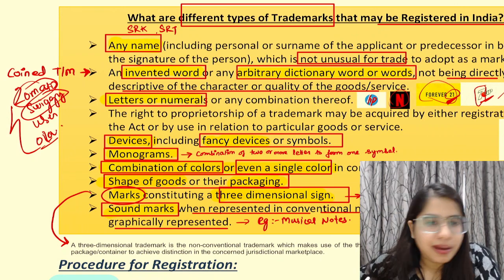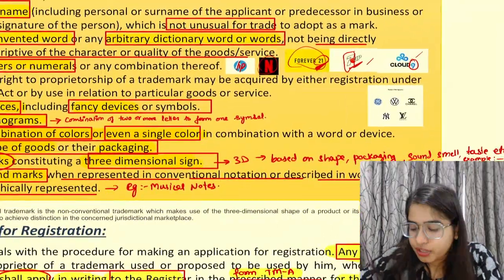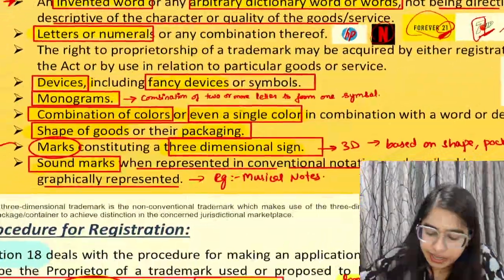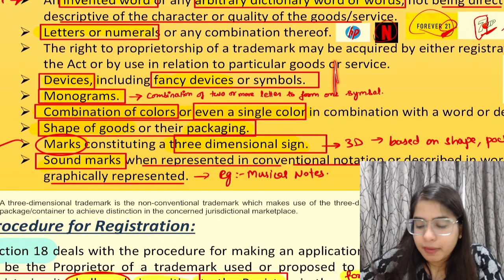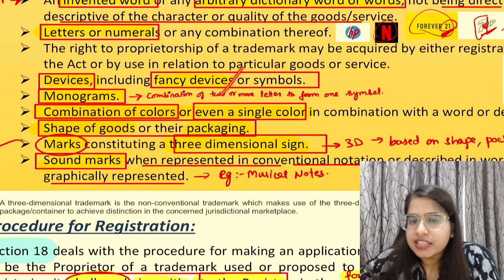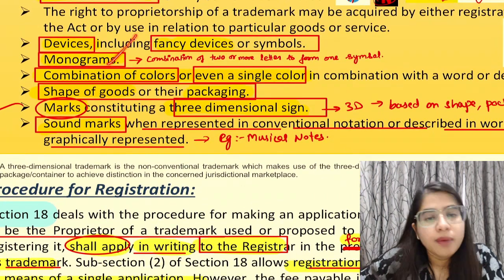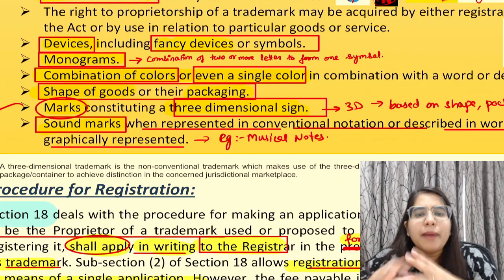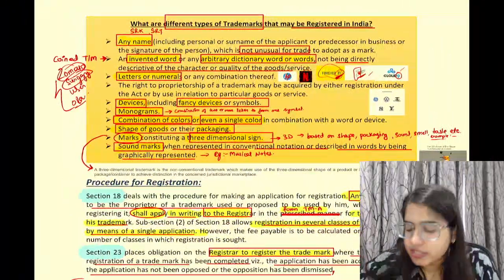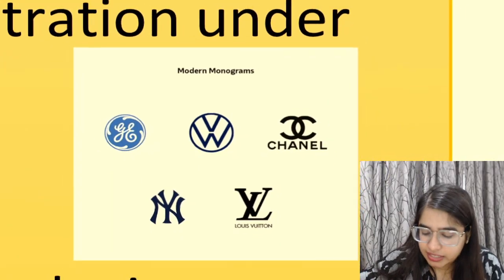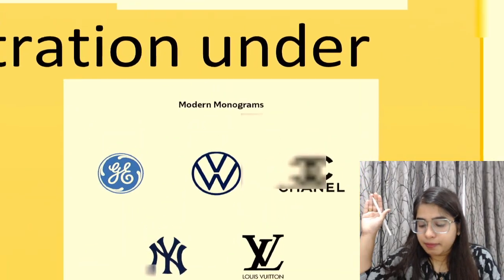Yes. Next, letter or number. I've already told you this, example of letter or number. Next is devices. Device also, you remember that Windows example I gave you. Fancy device also you can get registered as a trademark. Monogram. Monogram means when you combine two or more letters to form one single letter. Example, Volkswagen, very nice example. Chanel, this brand you must have heard.